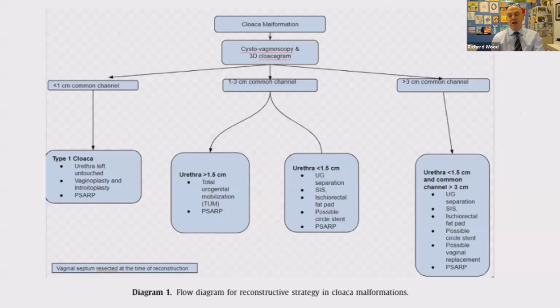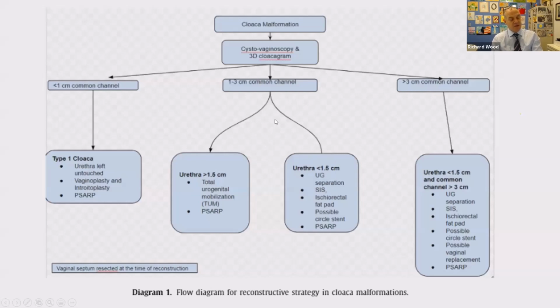The goal of this algorithm was to allow any surgeon to examine a patient with a clear set of information that they need to get so that they can know what kind of a reconstruction the patient will need and therefore how difficult this reconstruction will be. Because it might be that that surgeon feels comfortable doing a total urogenital mobilization, but does not feel comfortable doing a UG separation and may want to get a senior colleague to help them or send them to a different center where they do more cloacas and help them there.